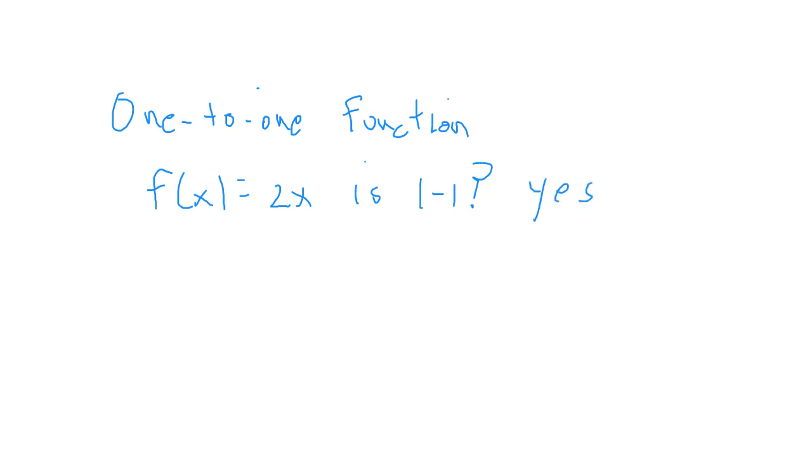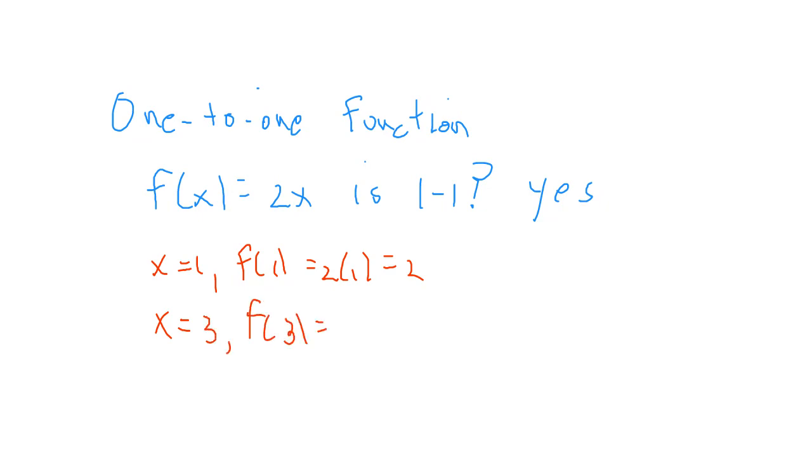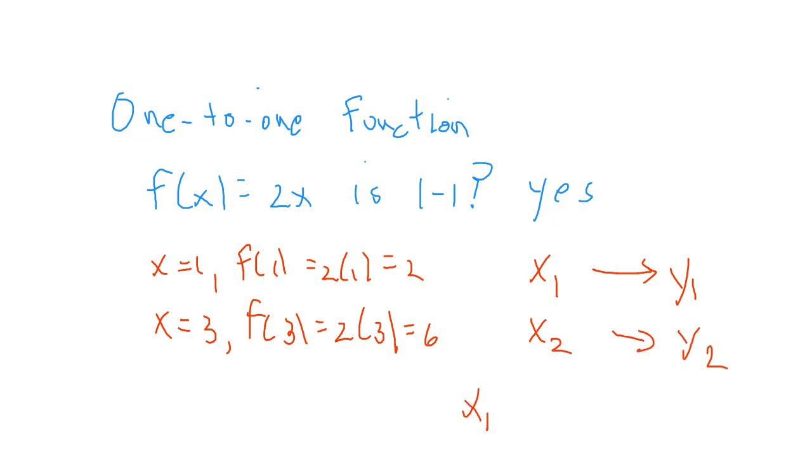It is, absolutely. If, for instance, x equals 1, f of 1 is 2 times 1, and that equals 2. And so x equals 1 is associated with the function value of 2, and there's no other x value that will give you that function value. Okay, if x is 3, f of 3 is 2 times 3, and that's 6. So no other function value would give you that. So like x1 goes to y1, x2 goes to y2, and if x1 is not equal to x2, this implies that y1 is not equal to y2. Okay, so that's an example of a one-to-one function.